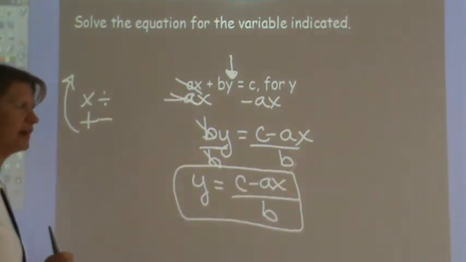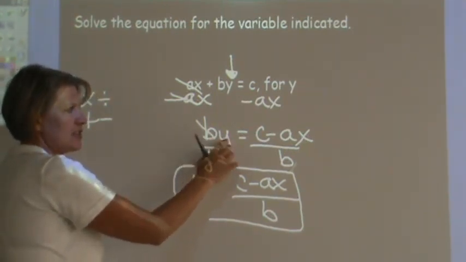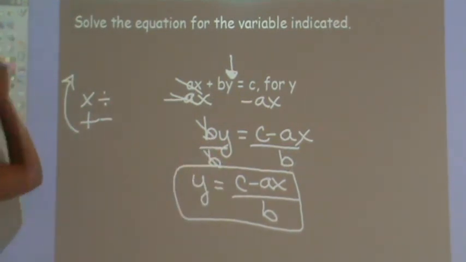You're usually going to be multiplying and dividing last, so remember that. Keep that for your last step. Whatever's next to your variable you're trying to solve for is what we're going to divide by.